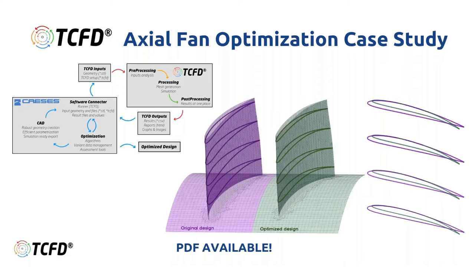Yeah, and also TCFD is very, very suitable for optimization loops. In this particular project, which we did together with Friendship System, a German company who develop and produce the CASES software, which is a parametric CAD system which can run simulations like TCFD. In this case, an axial fan optimization case study was performed, and hundreds of simulations of the axial fan were run, and then we found the optimized one. And again, the full PDF detailed study is available.